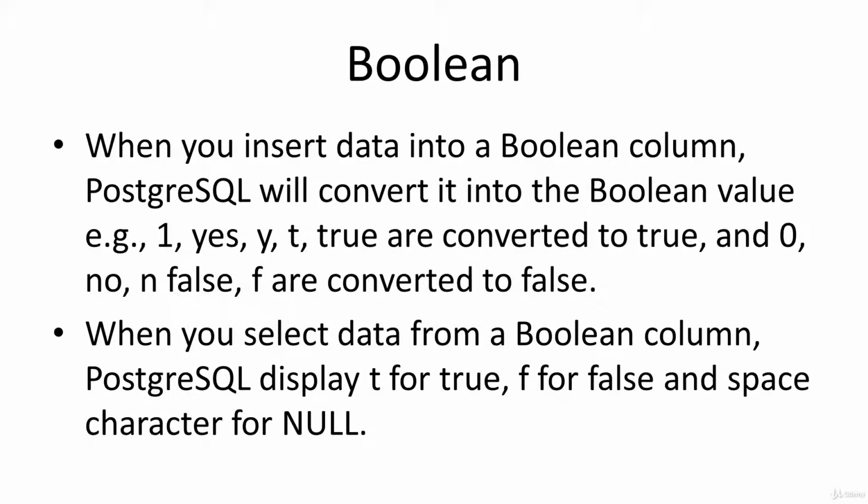So when you insert data into a Boolean column, PostgreSQL will convert it into the Boolean value. So for example, if you input a 1, yes, y, t, or true, those are all converted to true. And if you were to input a 0, no, n, false, or f, those would all be converted to false in PostgreSQL. When you select data from a Boolean column, PostgreSQL displays T for true, F for false, and a space character for null.